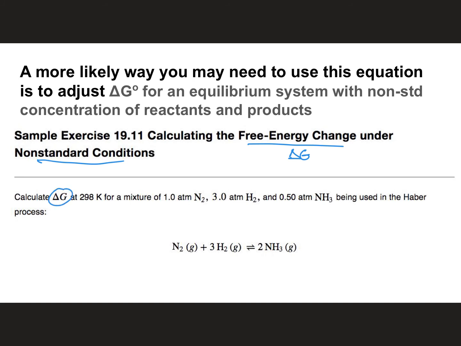I want to calculate delta G for a mixture that contains some nitrogen, some hydrogen, and some ammonia. These are my initial concentrations: 1 atmosphere, 3 atmospheres, and 0.5 atmospheres. Okay? So going with the equation on the previous page, think about this for a moment.